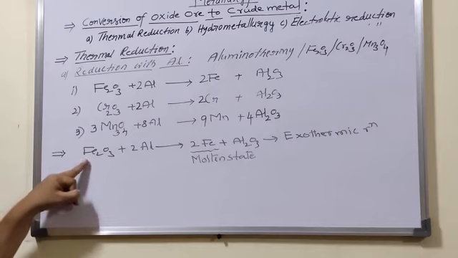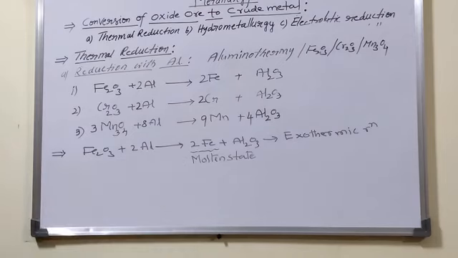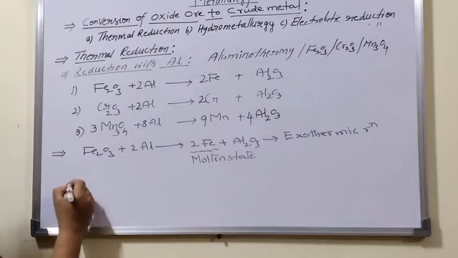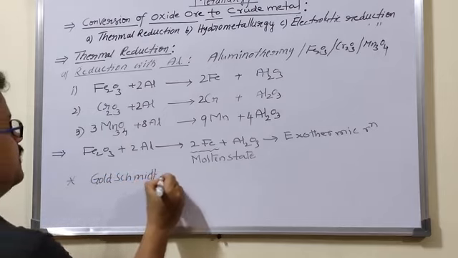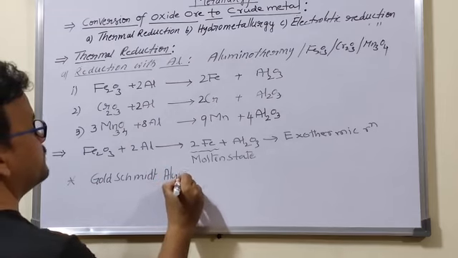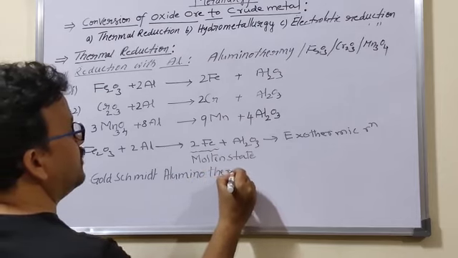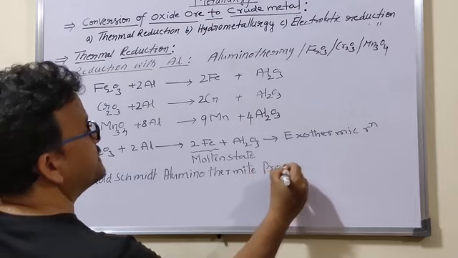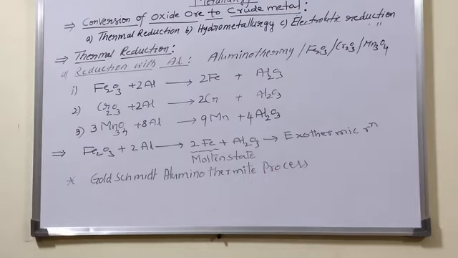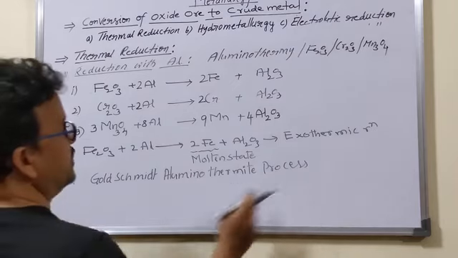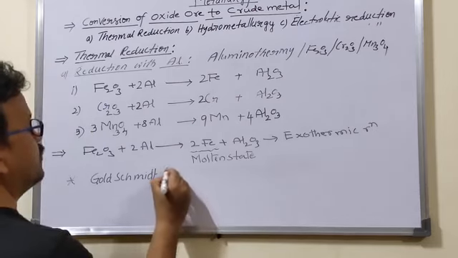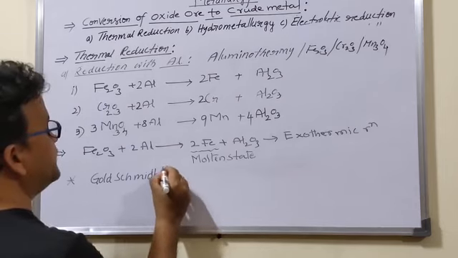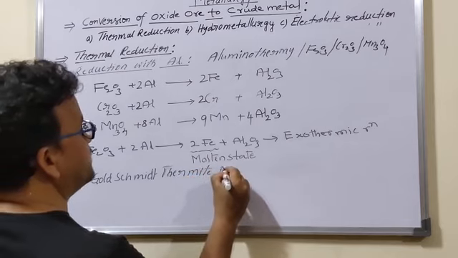So the conversion of iron oxide in the presence of aluminum powder to iron is called the Goldschmidt aluminothermic process, or simply the Goldschmidt thermic process, also called the thermite process.